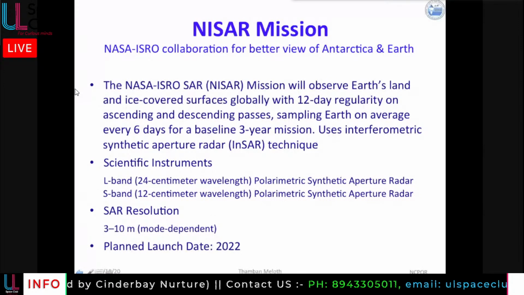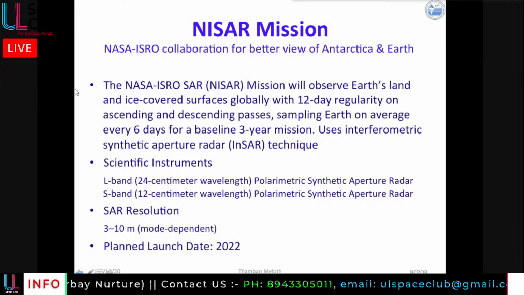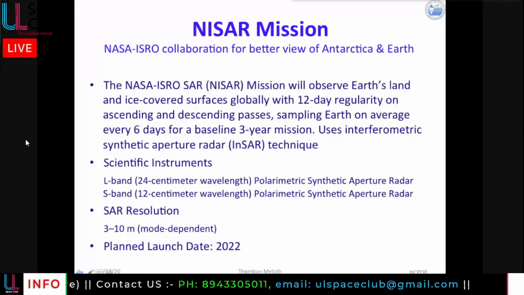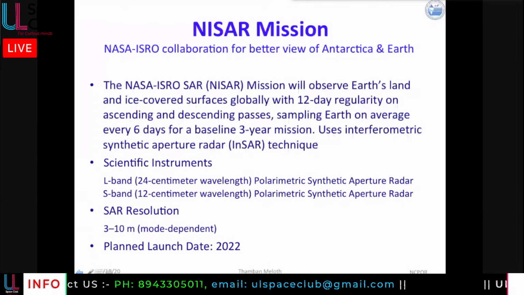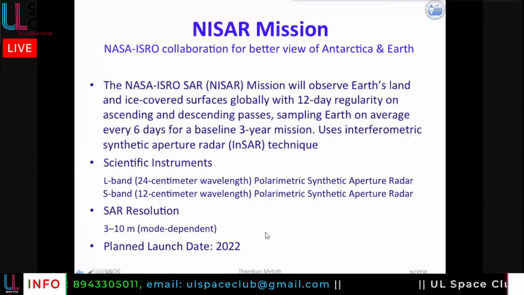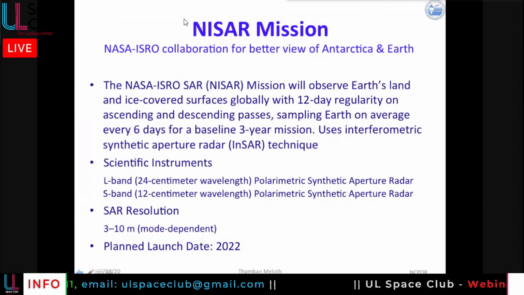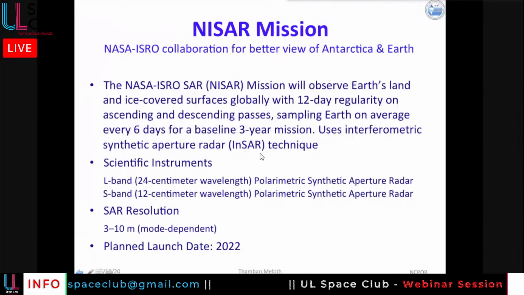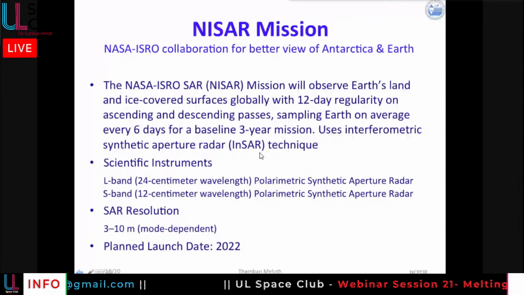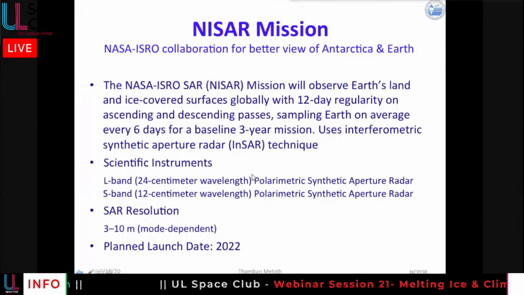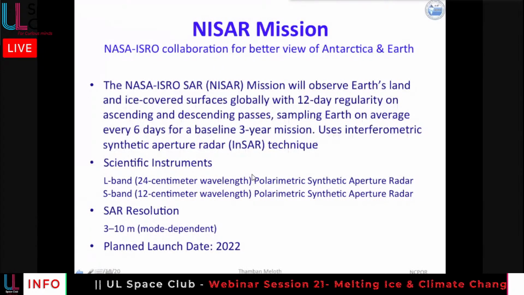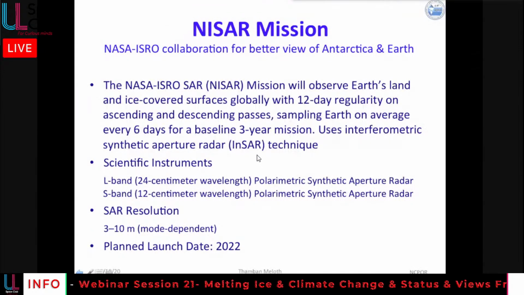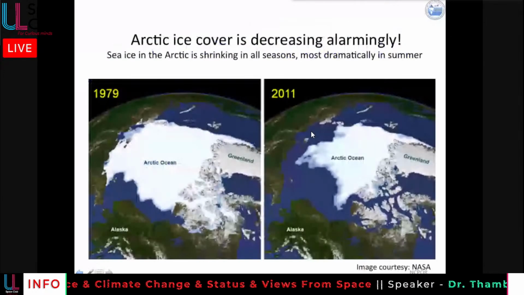But hopefully, this is going to be hugely important especially for Antarctica, because this mission, especially from the Indian side, is going to focus on the Southern Ocean and Antarctica. Whereas the L-band radar basically will be looking at the entire larger Earth surface, the S-band is specifically going to look at that particular region. So they will have very high resolution measurements. So this is something that will make a difference to how we understand the Earth surface changes.